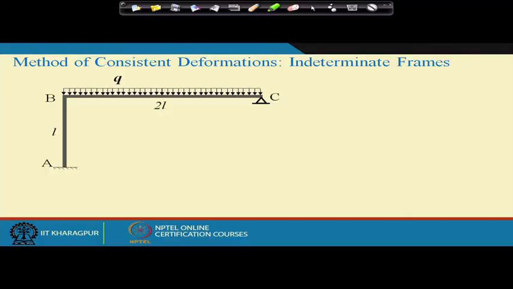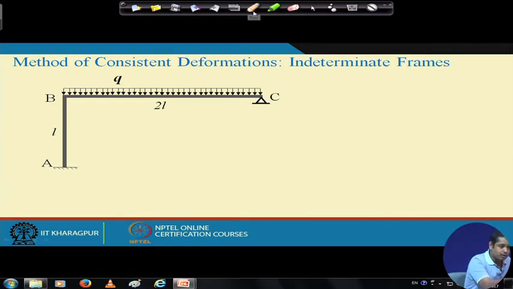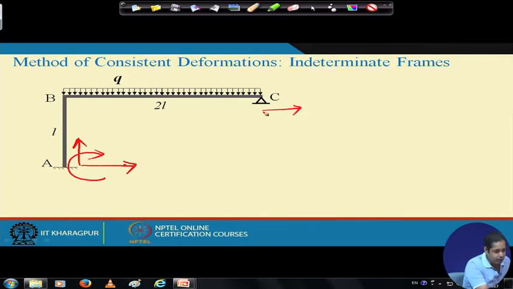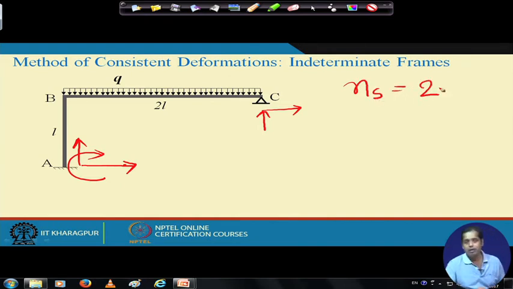So, what is the static indeterminacy in this problem? Here we have three reactions at A: Ax, this and then this, and then moment at A, and here you have Cy and Cx. So, total 5 unknowns. 3 equilibrium equations we have. So, the static indeterminacy is 2. So, that is our first step.